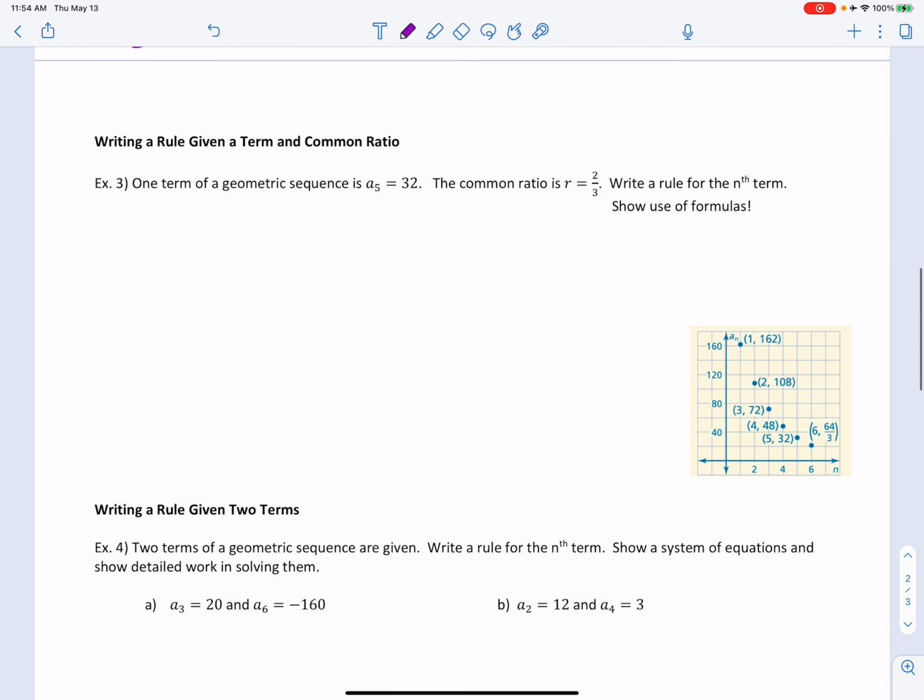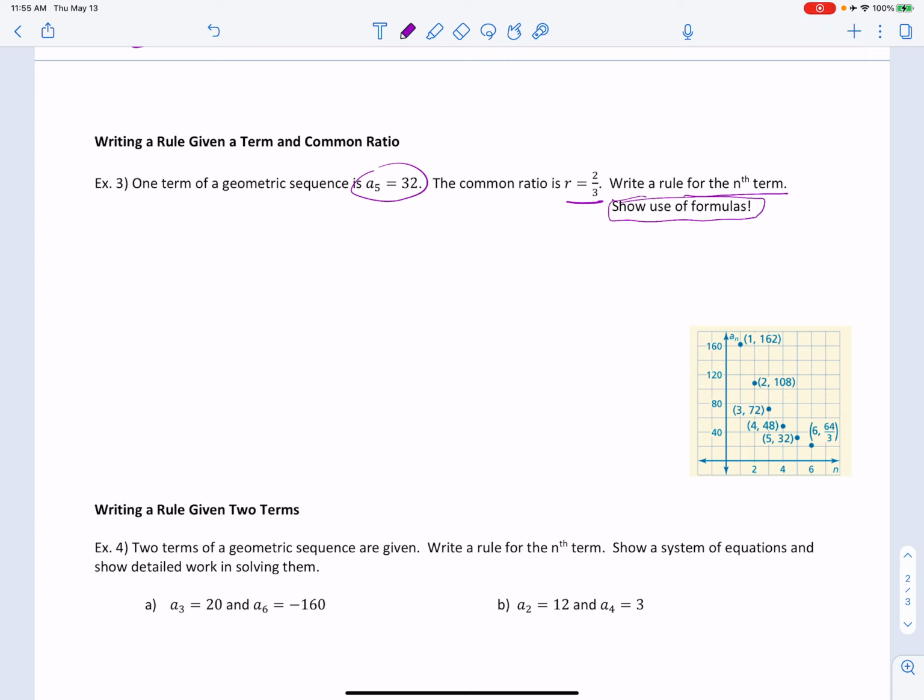So example 3. Given a term that's not the first term and the common ratio, write the rule for the nth term, and you must show use of formulas. Number crunching to try to get to the end answer is not going to give you any points at all. You have to show use of the formulas.